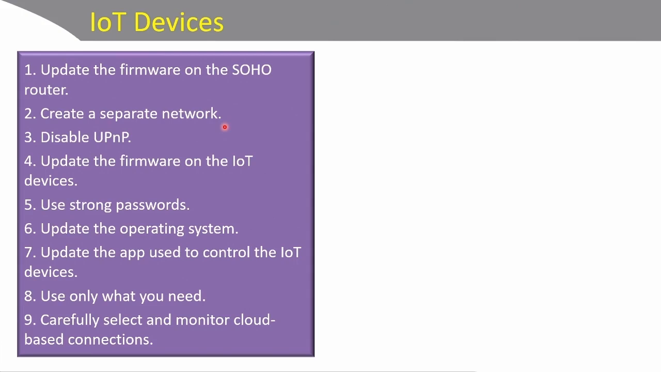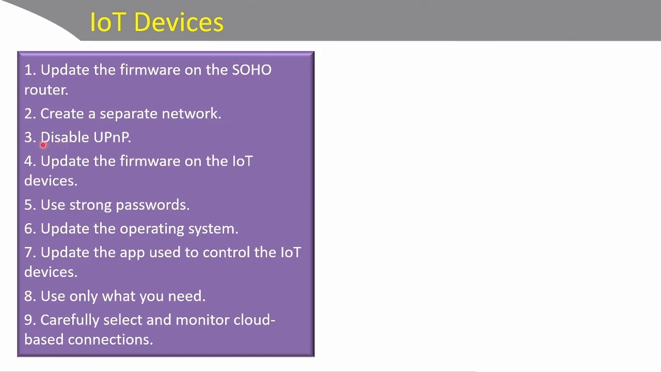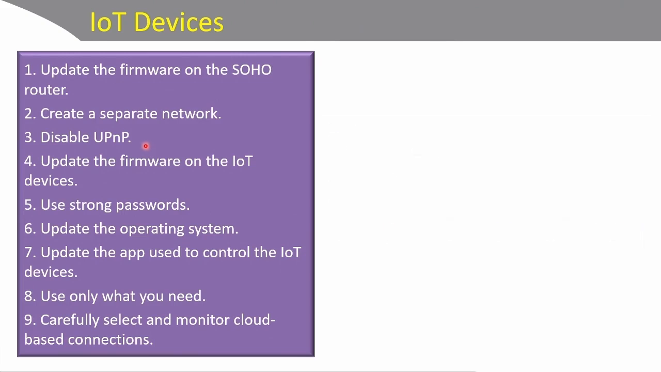Configure strong encryption, for example, WPA2 with AES, and use a separate passcode from the main wireless networks. Consider disabling Universal Plug and Play, UPnP. That can make a user's life easier as far as discovery of devices and so on, but it can create security vulnerabilities if it is running.